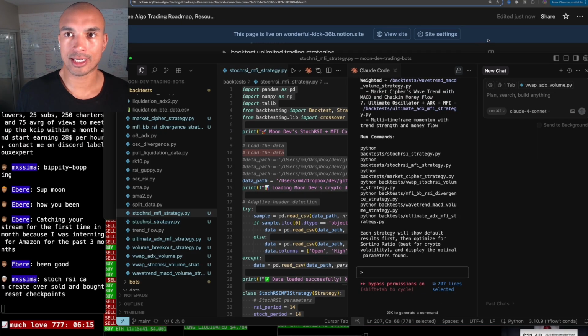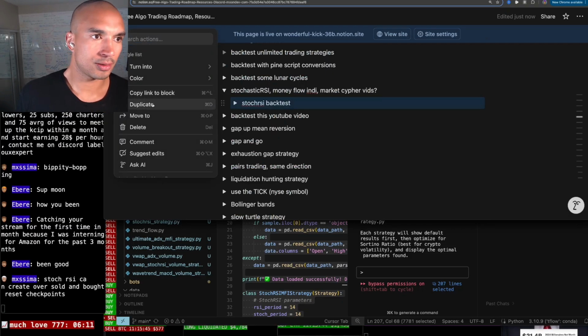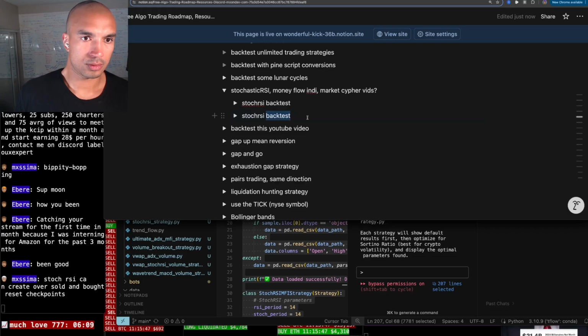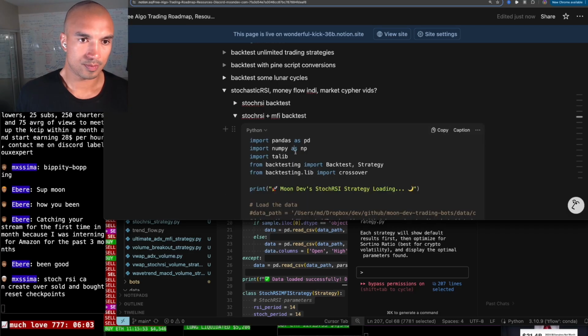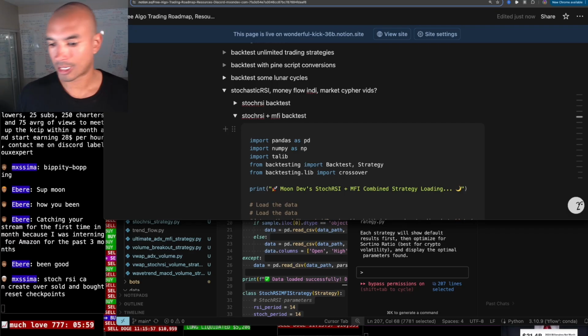Stoke RSI plus MFI. Let's say duplicate. Plus MFI backtest. I love Notion, bro. All right, let's check out the next one.